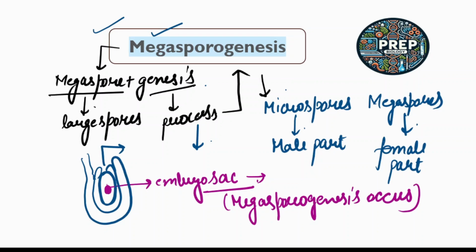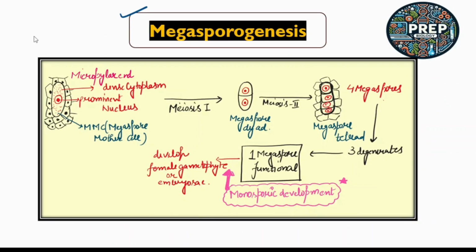We know that there are two poles present in the structure of the ovule. This pole is called the micropylar end, and the basal end is called the chalazal end. So let's start with the different stages. Megasporogenesis is the formation of the megaspores.